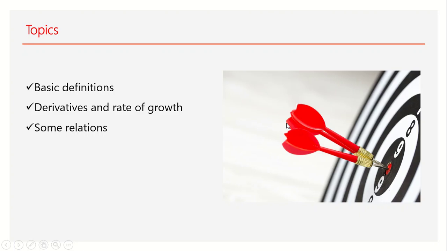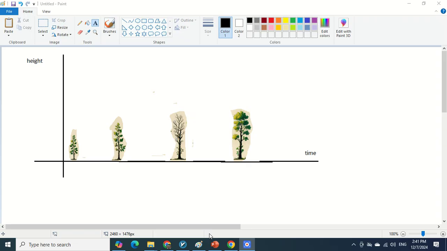The topics we have, as I said before, are the basic definition of the derivative and the rate of growth, and some relations will be discussed. Let us start our discussion by taking a look at one picture. In this picture you can see one of the things happening around us: movement. The derivative is related totally to movement, to growth, to changes in everything.